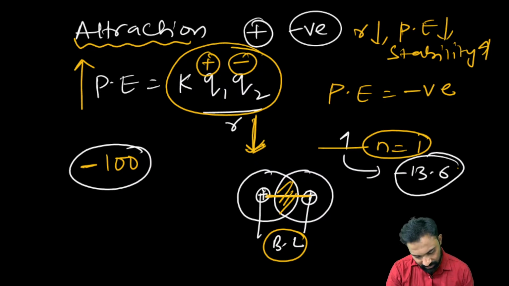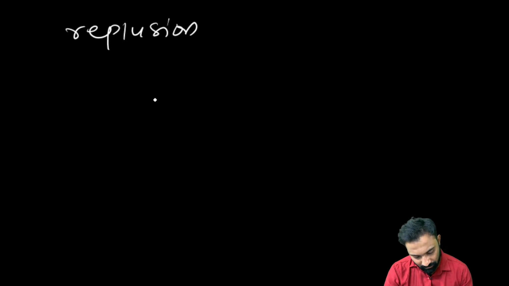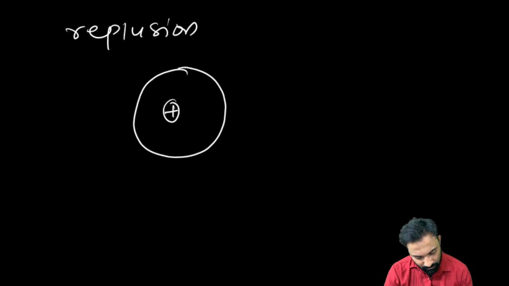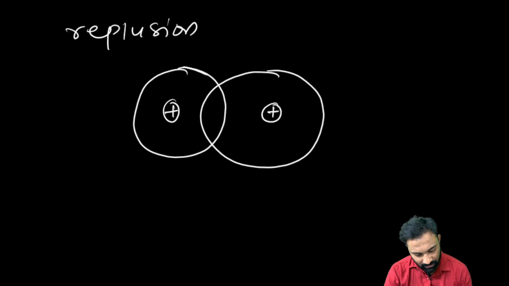Right? Now next, the second one, repulsion. When will the repulsion happen? Now this is the nucleus of one hydrogen atom and this is the nucleus of the other hydrogen atom. Right? Now this is one electron and this is another electron.